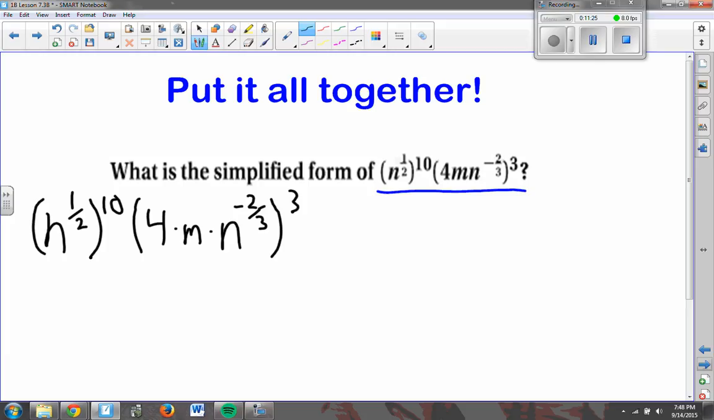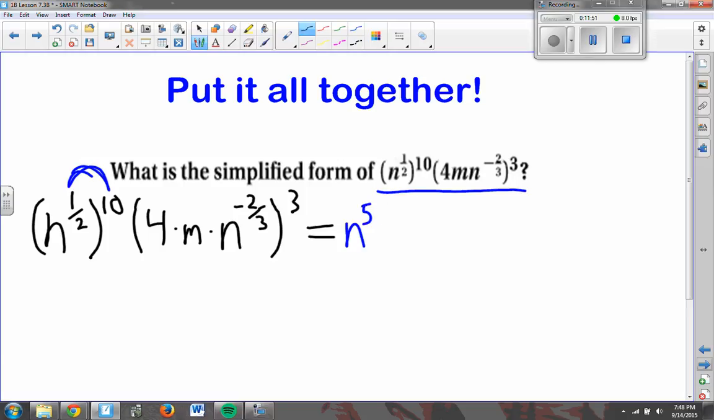Okay, that's what we have. The first thing I see on the far left is n to the 1/2 to the 10th power. So I know that when I raise a power to a power, I get to multiply the powers. So I'm going to multiply these two numbers right here, 1/2 and 10. I know that 1/2 times 10 gives me 5. So I'm going to rewrite this as n to the 5th power.